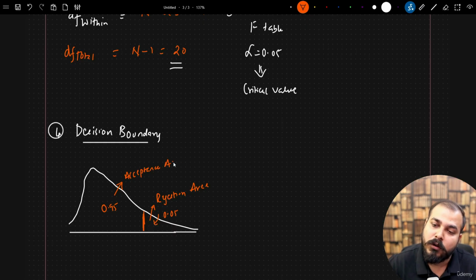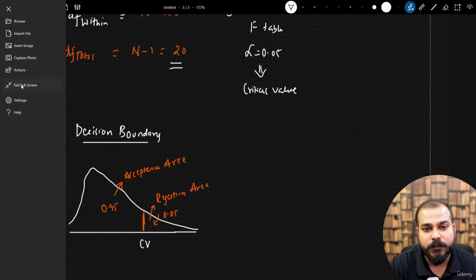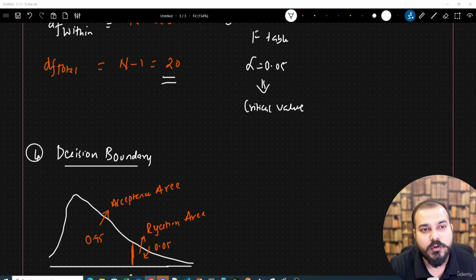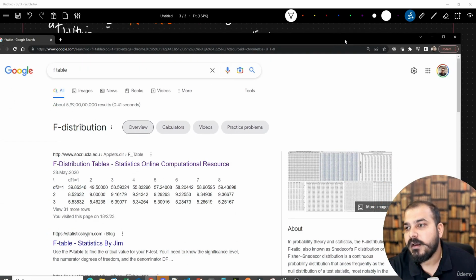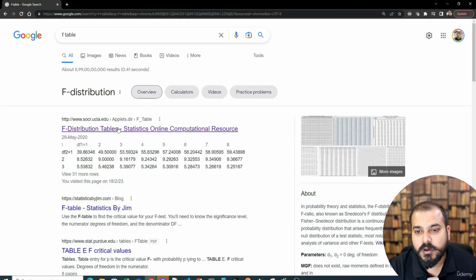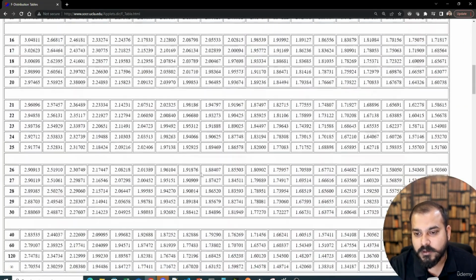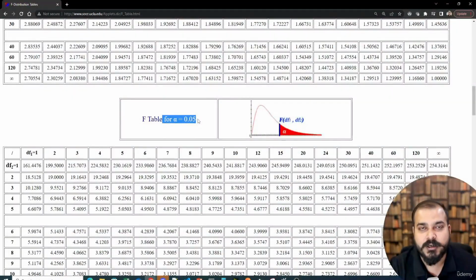Now based on this particular F table, I need to calculate what this critical value is. So I'm going to quickly minimize this and open my F table. Just go and search for F table in Google. I know you are not able to see it because I've not shown you yet. So here you go. In the F table, you can click this. You have tables for 0.10, and alpha 0.05. So I will consider this.